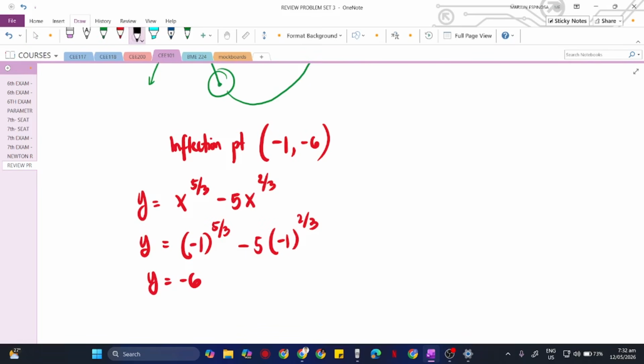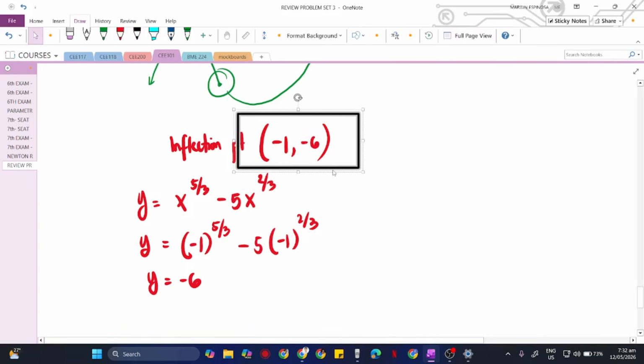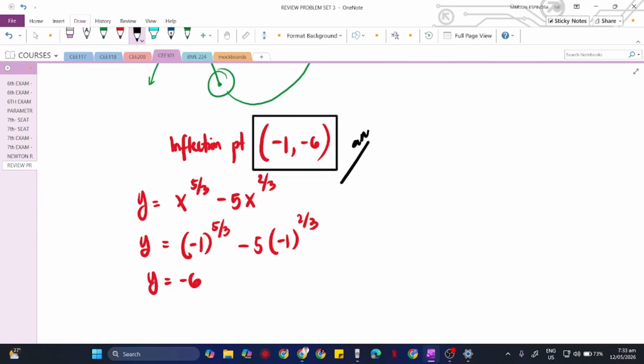Ito na yung magiging sagot natin for this problem. Okay, gawa lang tayo ng box. So, yan na yung magiging inflection point natin. Yan yung magiging sagot natin for this problem. Okay, ito lang, inflection point. Isa lang yung magiging inflection point niyan.